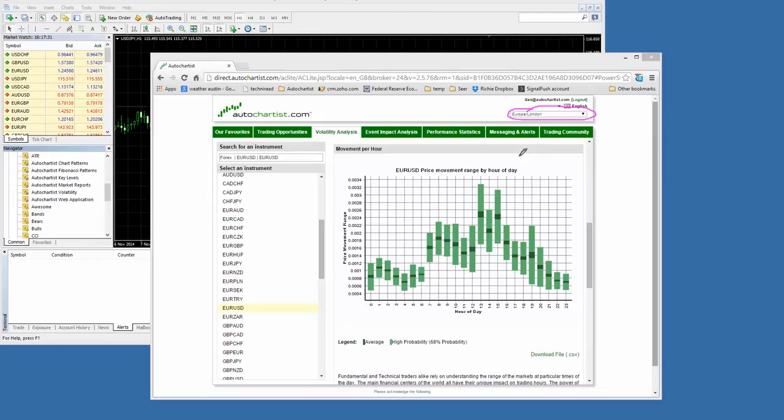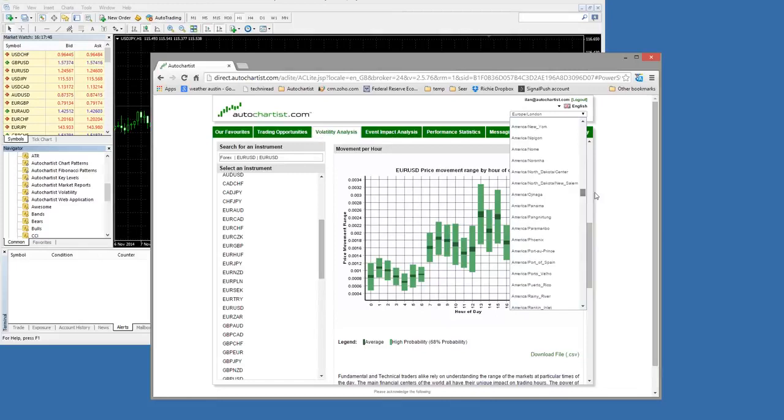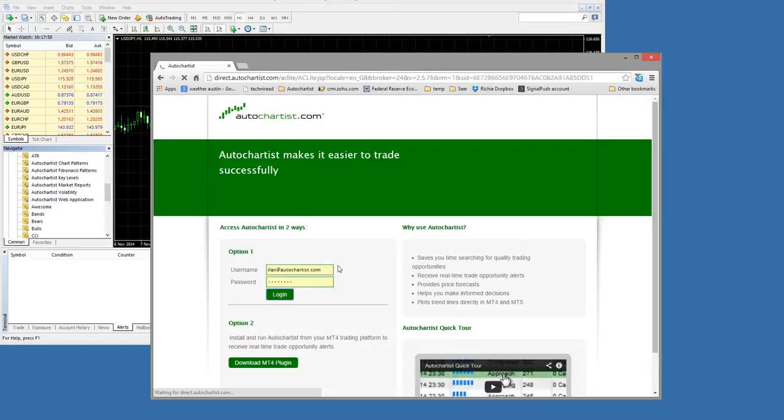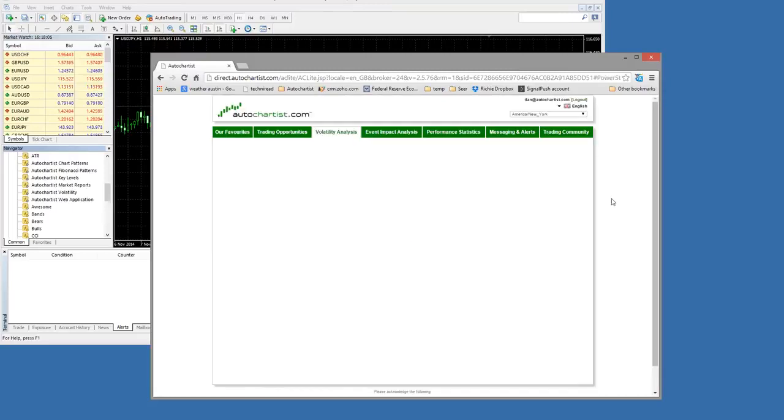Okay. So my Autochartist is set to Europe, London. So the hours of the day that I'm seeing over here are for London time. If I change my time zone to, let's say, America, New York, then I can log out and log back in.